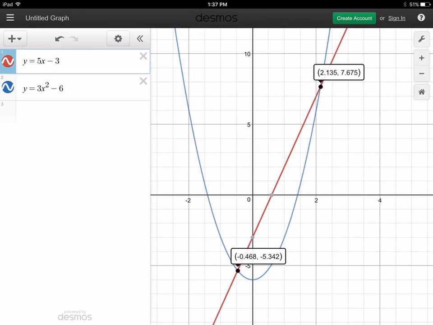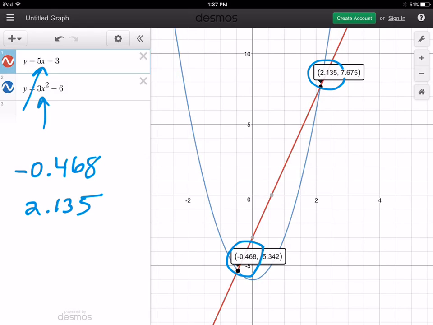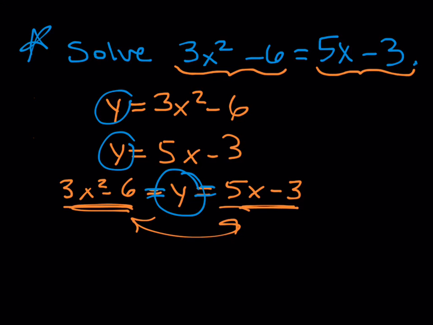Then you would just look for the x values, because remember we're trying to solve for x, not for y. And so here we actually have two solutions. These are approximate ones. They're rounded to 3 decimal places, but they're negative 0.468 and positive 2.135. Now if you wanted to check those, you would go back to your original equation and substitute those values in for the x one at a time.